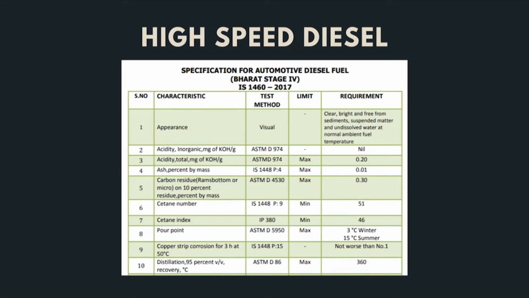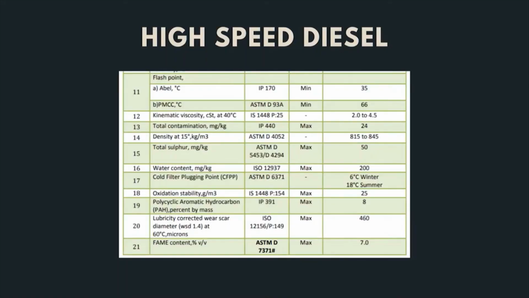Since high speed diesel is used as a fuel when heavy vehicles travel at a high altitude, like mountains, where the temperature will be low, at that point of time the flow of the fuel to the engine should not get stopped. So that is where the fuel pour point is an important aspect. Then copper strip corrosion and distillation are also other important tests for high speed diesel.